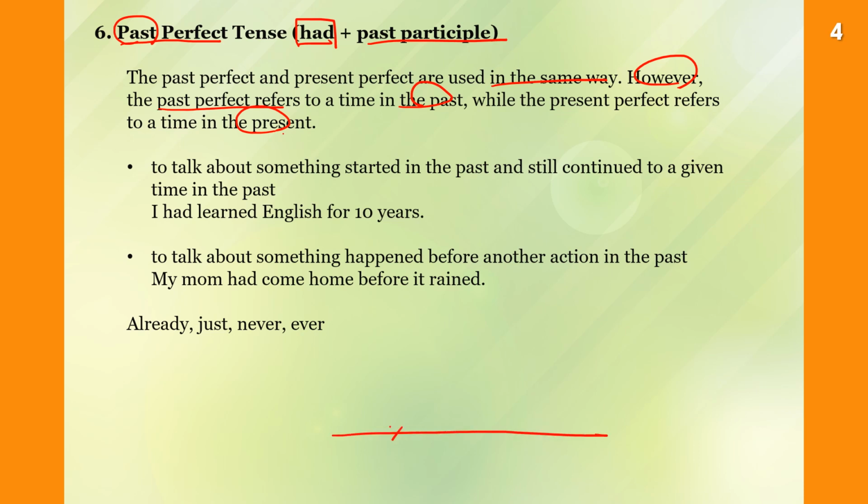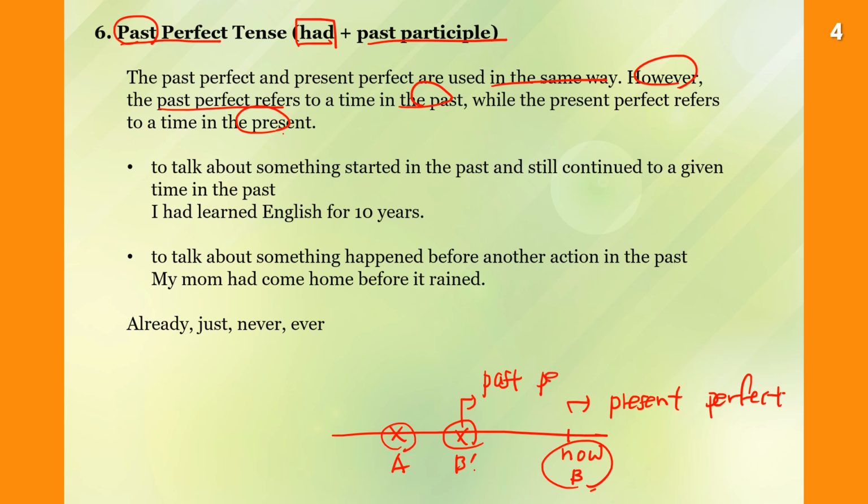So past and now, this is present perfect. Let's call this A and B. So B is in present. So this is present perfect. But A dash and B dash, this is past, and this one is past perfect. But the thing is, present perfect is focusing on present, past perfect is focusing on the previous past.